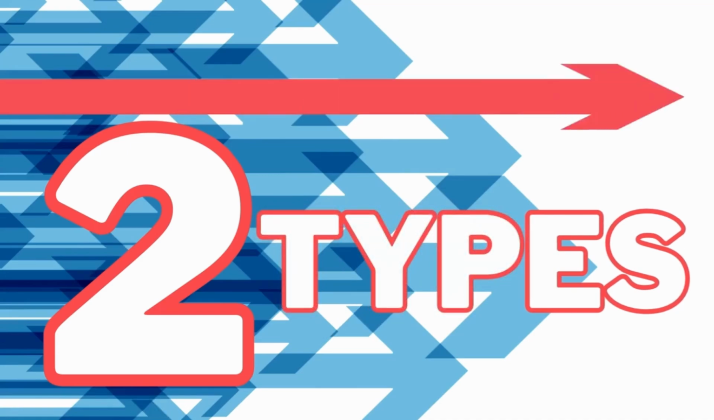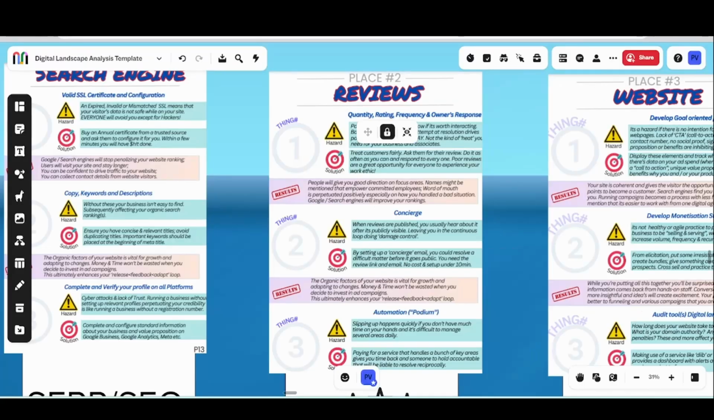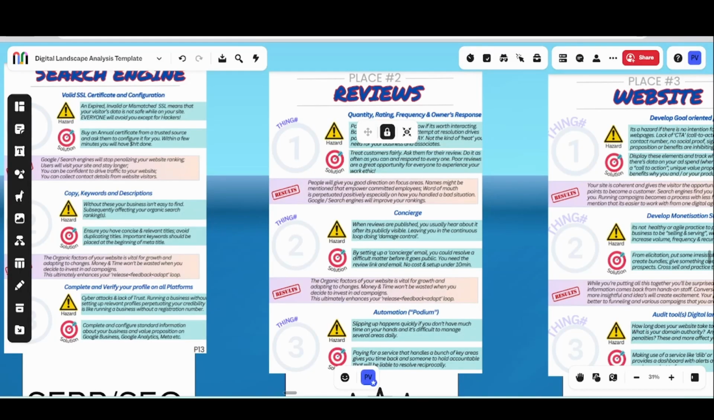Now, 2 types of reviews you should focus on. Quantitative reviews, these are focused on numbers, the number of stars, or the rating system. They build trust at first glance. And then qualitative reviews. These are detailed customer experiences. Potential clients love reading these because they provide deeper insights into your product or service.